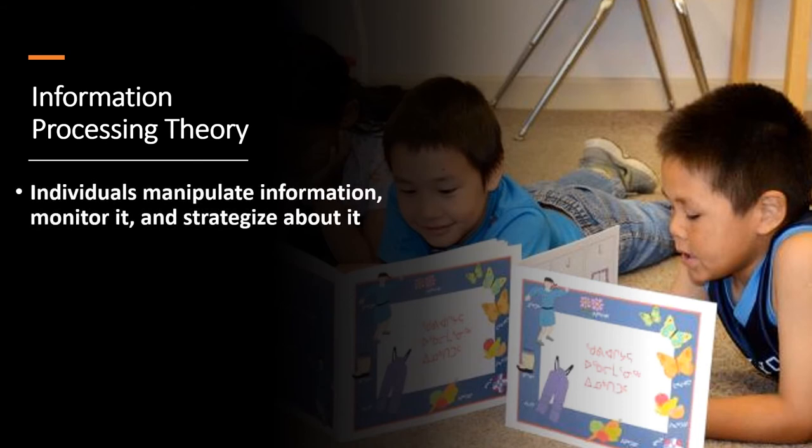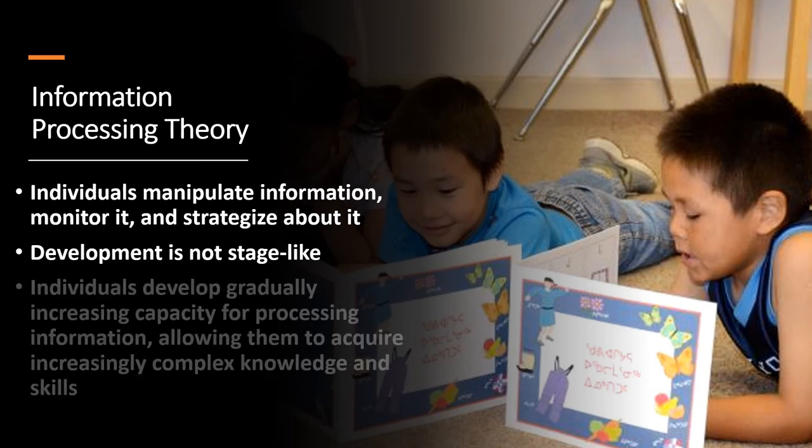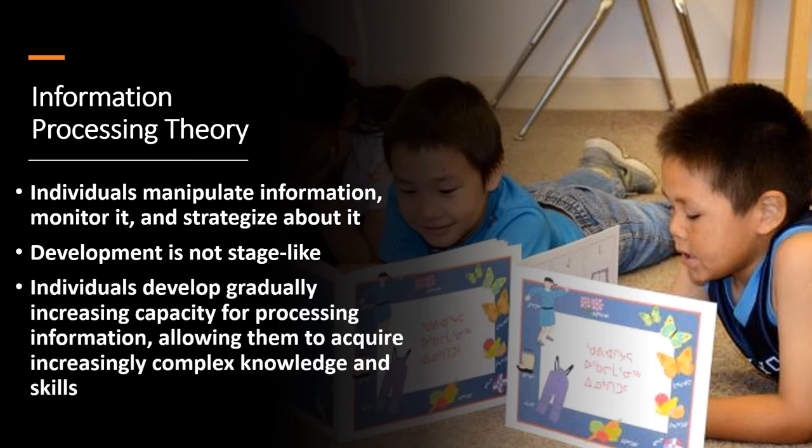Individuals manipulate information, monitor it, strategize about it. It's very much looking at how we engage the world through an act of processing information, whether visually, verbally, socially, whatever. They don't believe in the same kind of stage model that I was presenting about Erikson. Again, you probably already know this, but psychologists don't agree on everything. It's not a consensus-based field. Of course it isn't.